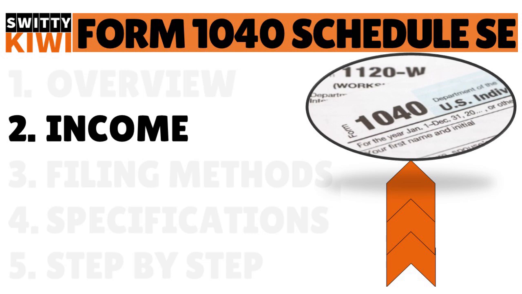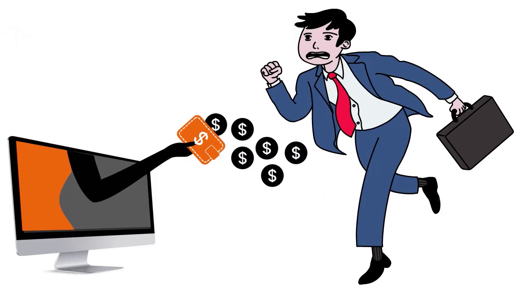Speaking of that, let me just break down the income here. When we speak about self-employment taxes, what kind of income are we talking about? First of all, we have net earnings from self-employment. In most cases, net earnings include your net profit from a farm or a non-farm business.